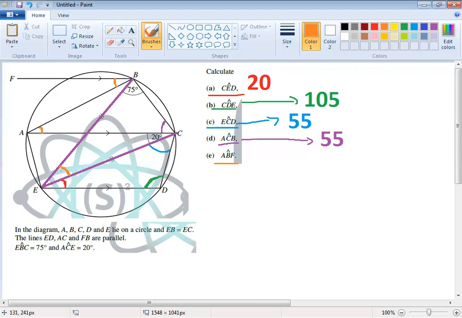Can you find the third angle E? How much is it? Add 75 plus 75 and then subtract from 180. What is this angle? 30. If this is 30, this will also be 30. What is the reason? Angles in same segment. If this is 30, then this is also 30. Reason is alternate angles. Is this clear? So ABF is 30 degrees.